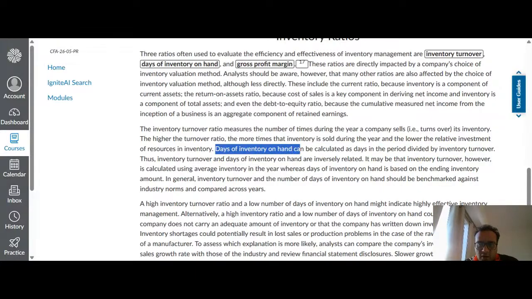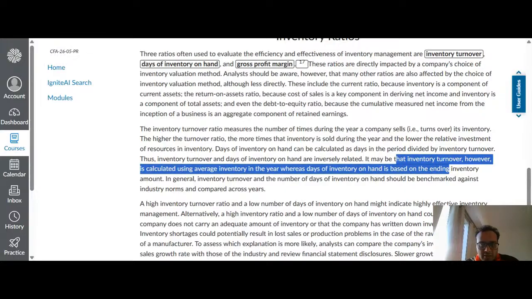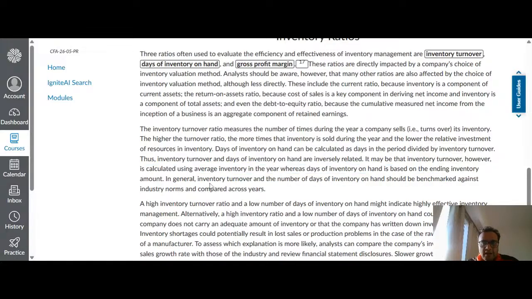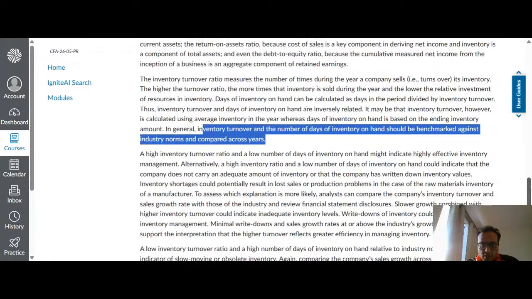The days of inventory on hand can be calculated as days in the period, 365, divided by inventory turnover. Thus, inventory turnover and the days of inventory on hand are inversely related. Inventory turnover, however, is calculated using average inventory in the year, whereas days of inventory on hand is based on the ending inventory amount. In general, inventory turnover and the number of days of inventory on hand should be benchmarked against industry norms and compared across years.